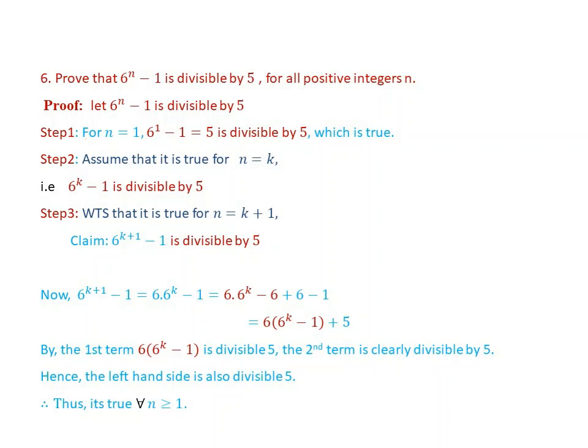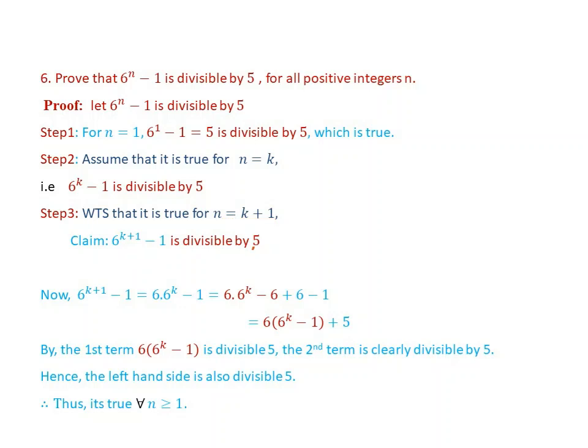For n equals 1, 6 to the power of 1 minus 1 is 5. Then 5 is divisible by 5, which is true. Let us proceed to step 2, which says to assume that it is true for n is equals k. That means 6 to the power of k minus 1 is divisible by 5. This is the assumption; accept that 6 to the power of k minus 1 is divisible by 5. Next, let us show that it is true for n is equal to k plus 1. What does that mean? 6 to the power of k plus 1 minus 1 is divisible by 5.